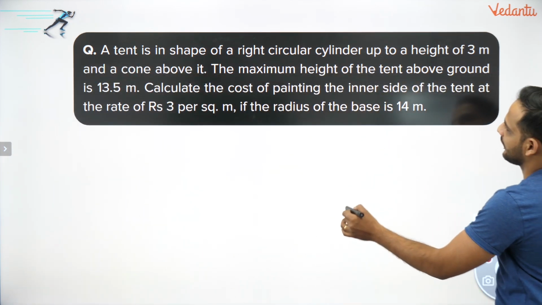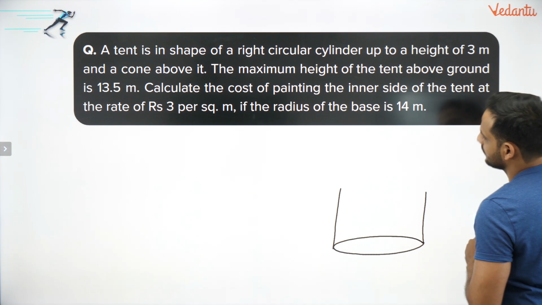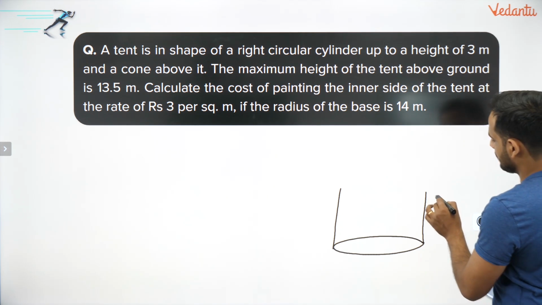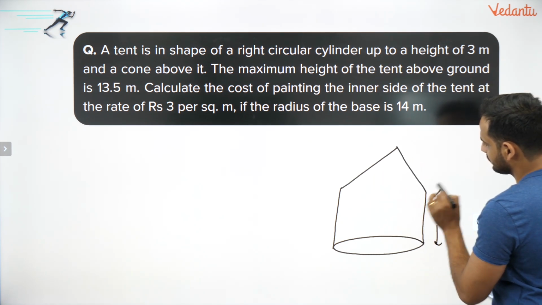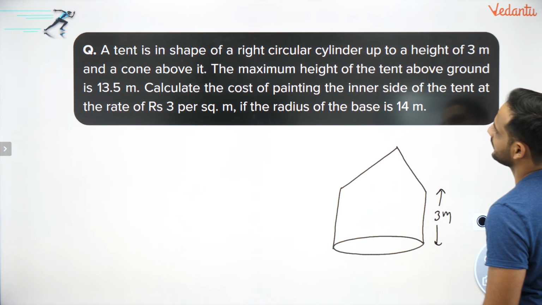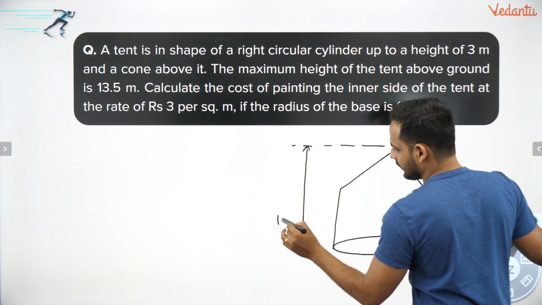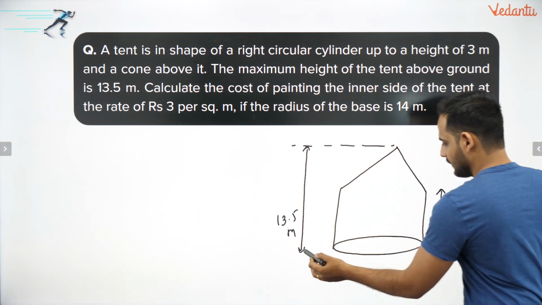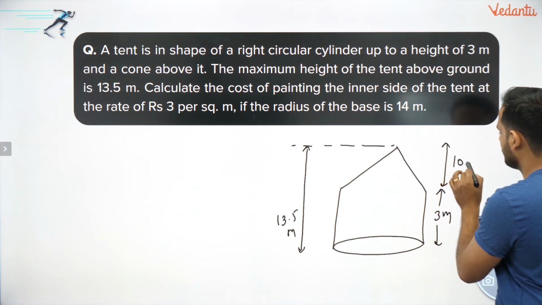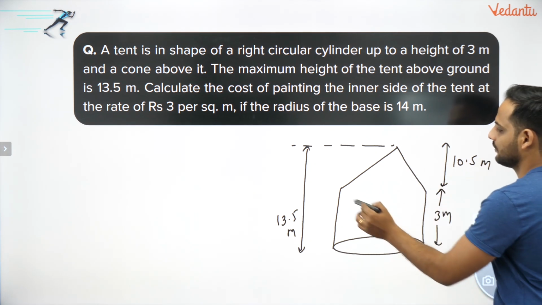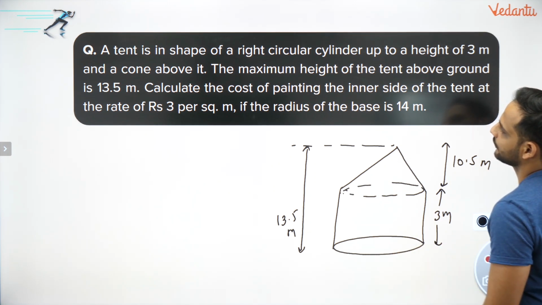Okay, so tent is in a shape of right circular cylinder. So this is the right circular cylinder up to a height of 3 meters, and then a cone above it. The maximum height of the tent above ground is 13.5 meters. So from here to here is given as 13.5 meters. Now you know ki from here to here it is 3, so the rest of the distance will be 13.5 minus 3, which is 10.5 meters. So height of the cone is 10.5 meters.